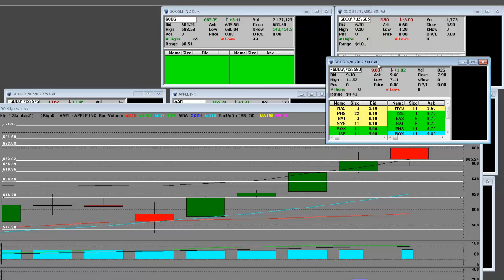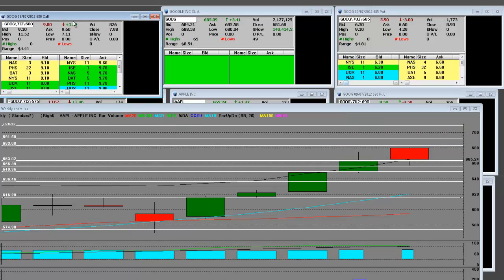That means that when Google is bouncing off support, when the calls hit the bottom, they make big trades. 10 contracts, take your $2, $3, that's $2,000 or $3,000 here. But on the other side of the matter, when Google is having a resistance level at a 52-week high right here, you can see the range here was $8.54 in the name on Friday.